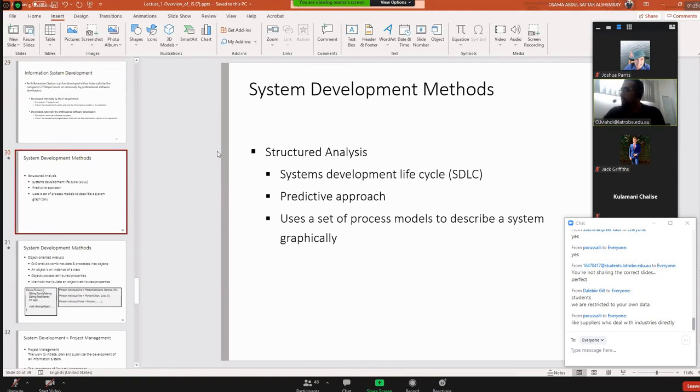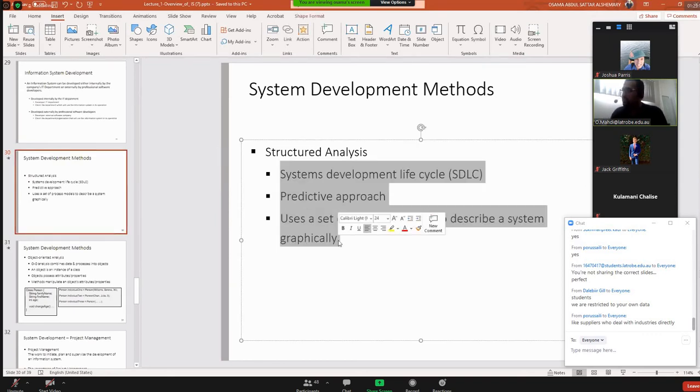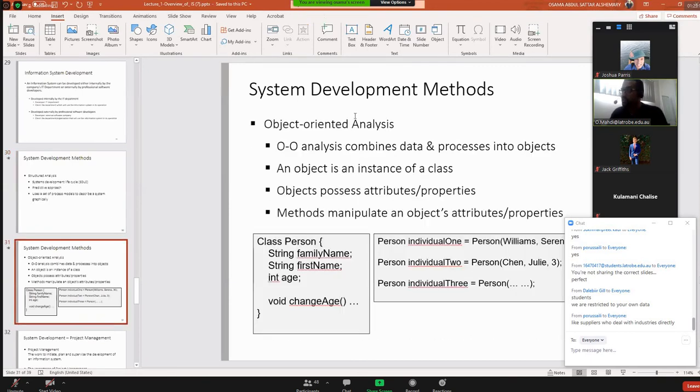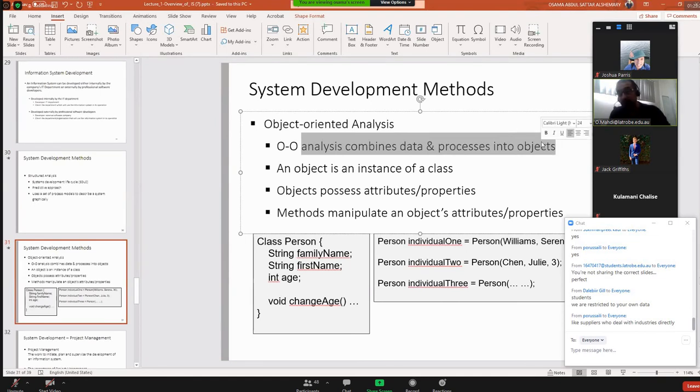System development methods: structured analysis, the system development life cycle, a predictive approach, uses a set of process models to describe the system graphically. This will be the main topic for our next lectures. System development methods: object-oriented analysis starts by analyzing and combining data and process into objects. And this is, of course, what we will discuss in the next lectures.